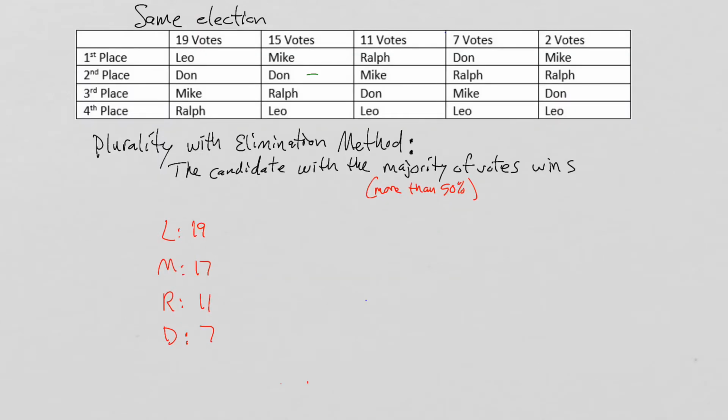Okay, now let's take a look at the same election with the same data. But this time we're going to use the plurality with elimination method. The candidate with the majority of votes is going to win this time, which means we need somebody to get more than 50% of the votes. So let's see how many total votes we have so we can find out what that is. We add this up to get the total. We're going to get 54 total votes.